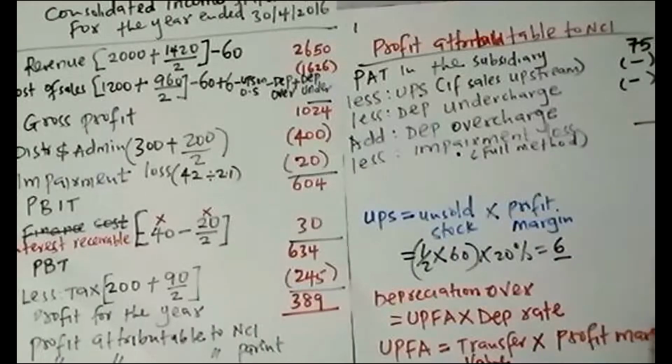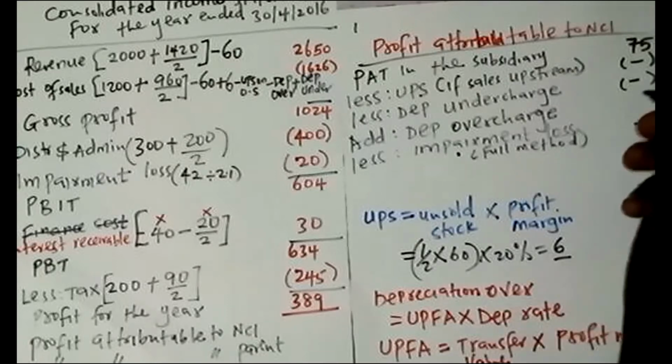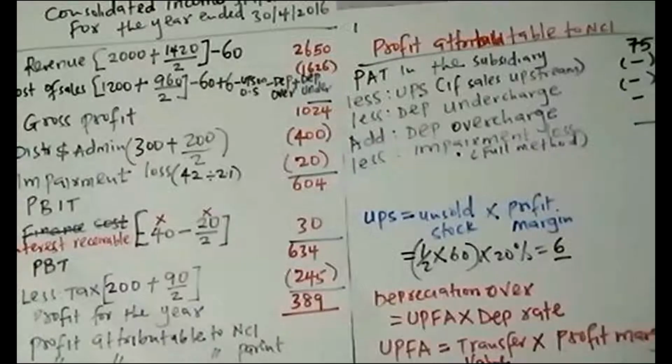So there was no revaluation, so we cannot have an undercharge. At the same time, there was no overcharge because there was no sale of fixed asset. Because I said for depreciation overcharge to be there, maybe H could have sold a fixed asset to S, and both of them charged depreciation on the asset which was sold. Then impairment loss was there, but we used the partial method when we were doing our goodwill.